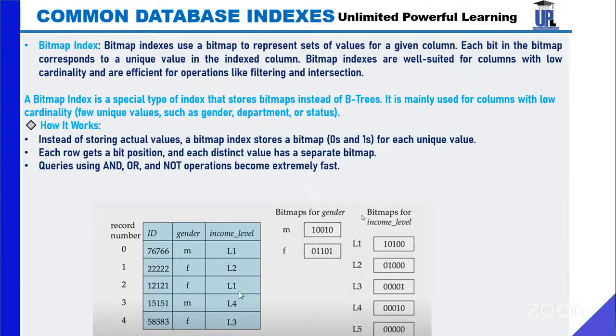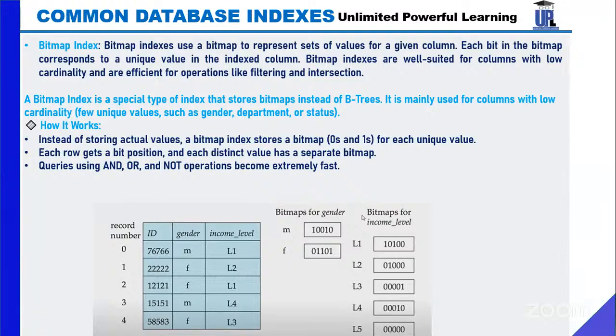Similarly, if I want L3, it has only one unique, 0, 0, 0, 0, 4 zeros, then 1. Similarly, if I want to go for L4, so L4 is 3 zeros, 1, then 0. L5, all the records, it has shown 0, 0, 0, 0, 0. Now, this type of indexing, we call it bitmap indexing.